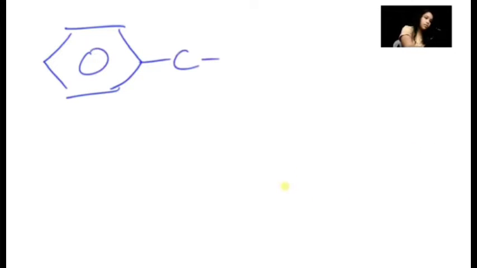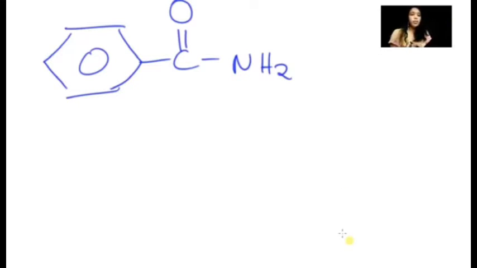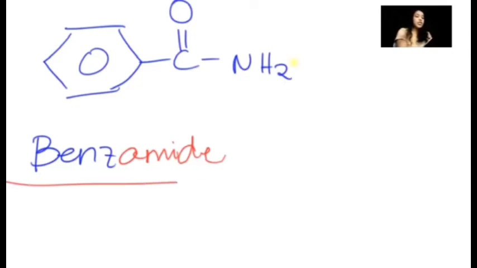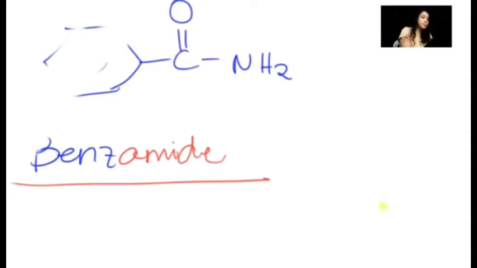For example, we have this structure. How do we name this? First, we have to figure out what functional group we can see in this structure. We have a benzene and then an amide. Instead of writing benzene, since we have an amide group, we replace the -ene with our primary functional group, which is amide. So the name of this structure is now benzamide.